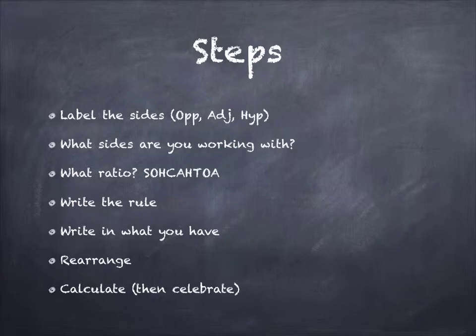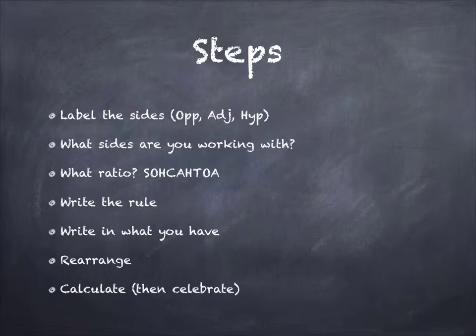Once we have written out the rule, the next step is to take the bits of information that we're given, the angle, the side we have, and the variable for the side we want, and we substitute those into our rule. Then we need to rearrange that rule so the unknown is the subject. We need to get it by itself. And at that point we have something we can put into a calculator.